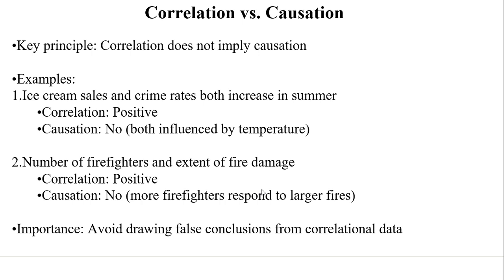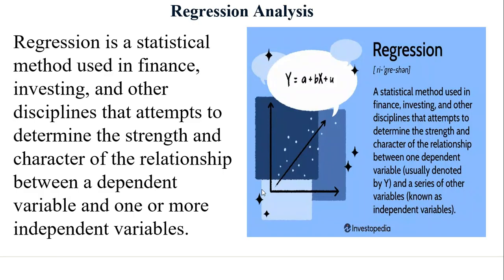Drawing false conclusions from correlational data. Now, we've been able to speak about correlation and see why we need to understand that correlation does not do what? It does not imply causation. Work with me. Regression analysis. So when you're talking about regression analysis, what do we mean? What are we trying to talk about?